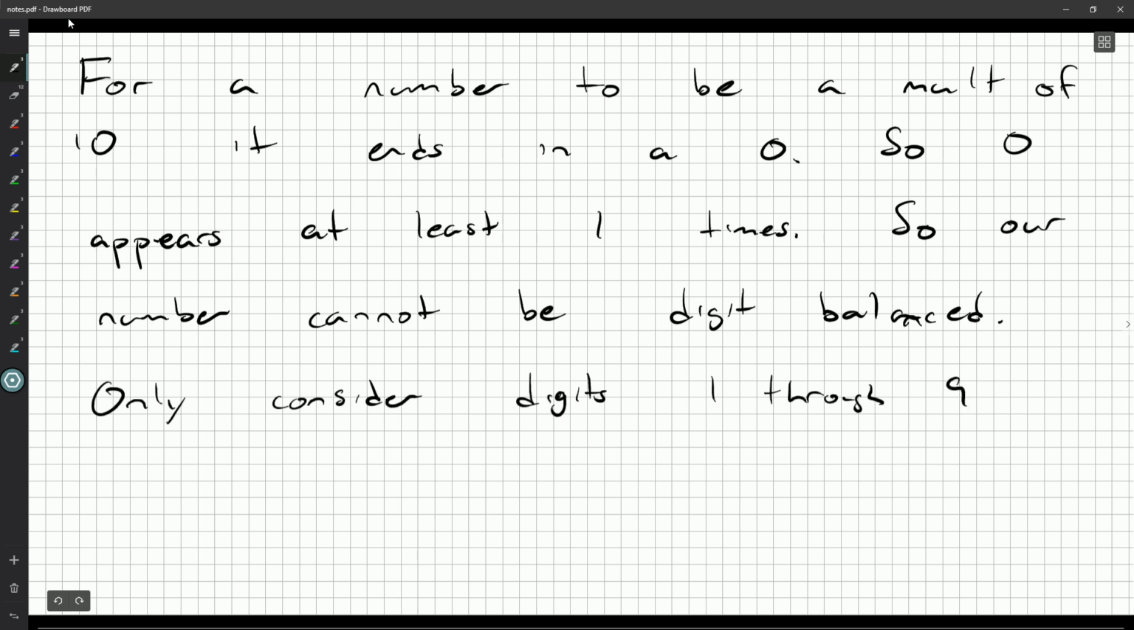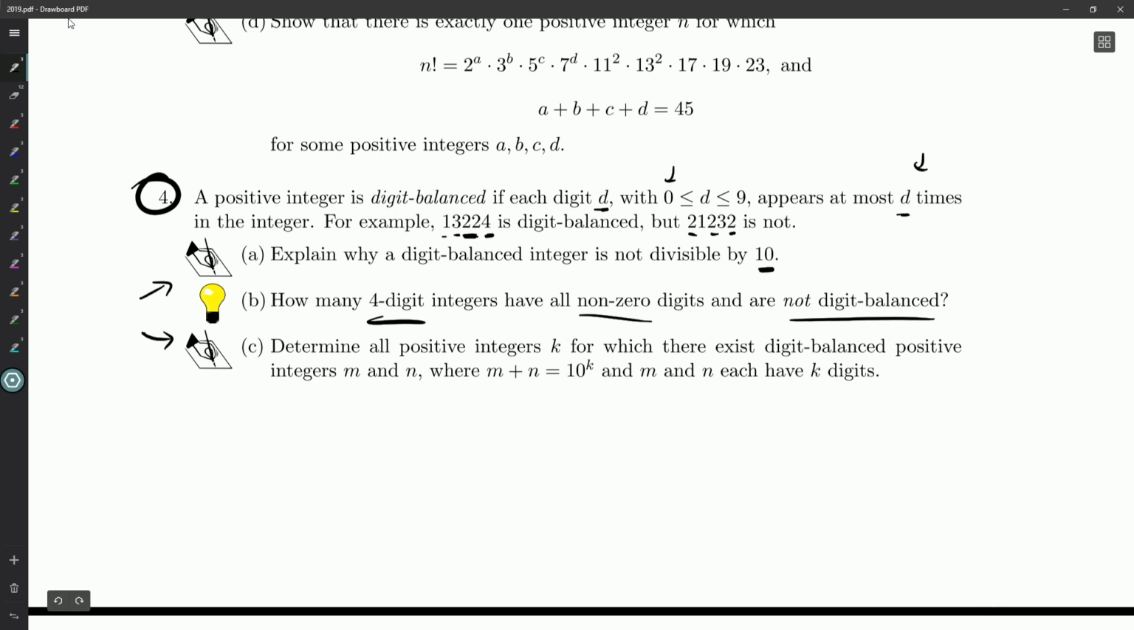All right, now there's 2 ways we might go about doing this. One thing we might do is just straight count the number of not digit balanced 4-digit numbers there are. Or we can figure out how many 4-digit numbers there are that have non-zero digits and figure out how many of them are digit balanced and subtract that from the total. So there's 2 different approaches we could do. I don't know if one is going to be easier than the other.